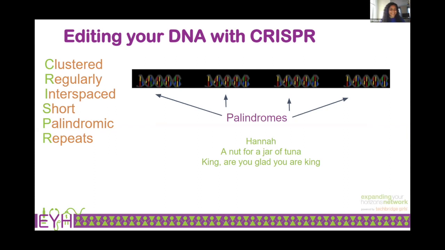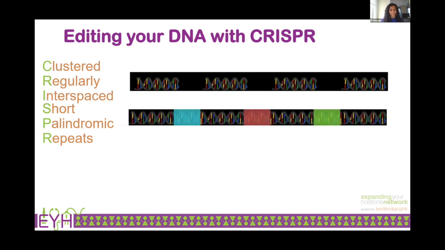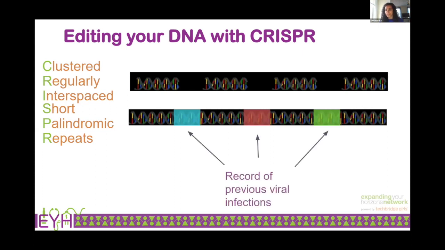So very good. So aside from these palindromes, what else do you find in this CRISPR system? So between these CRISPR regions, we have spacers, and in these spacers we find DNA sequences that are unique. And these sequences are actually matched to viral or bacteriophage DNA that have previously infected the bacteria. So in a sense, it's like a type of history of previous infections that the bacteria uses to recognize, oh, I've been infected by this pathogen in the past.